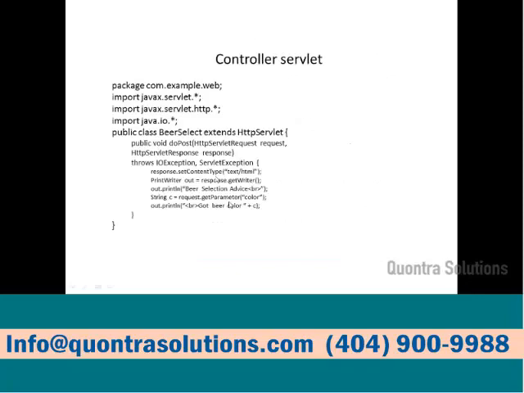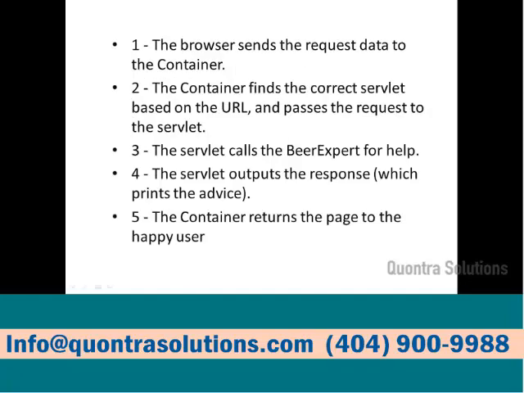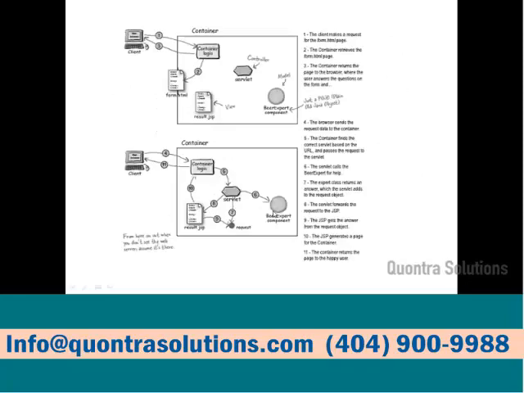So here we got the color, right? Here we are just printing the color, but this color, which will be dark or amber or light, we can pass to the database and get the value of it, or we can get the model of that, set it to the response page, and send it back to the UI. So the browser sends the request data to the container. The container finds the correct servlet based on the URL and passes the request to the servlet. The servlet calls the model, which outputs the response. The container returns the page to the happy user. So this you will understand, actually.